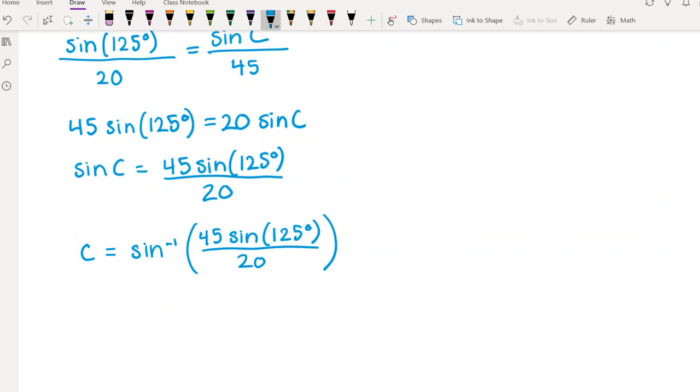Okay. So if you try to type this into your calculator, you're actually going to get some sort of error. Depending on your calculator, I'm not sure what it will say, but it should give you some kind of error. And so why does it give you an error? Well, if you type in on its own 45 times sine of 125 over 20, this whole thing is equal to approximately 1.84.